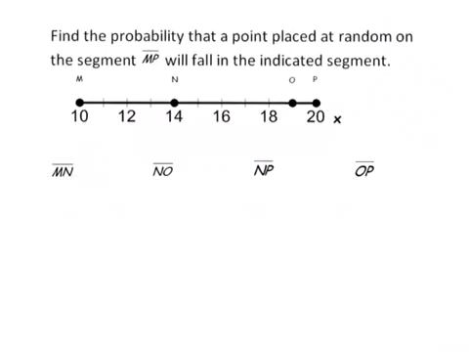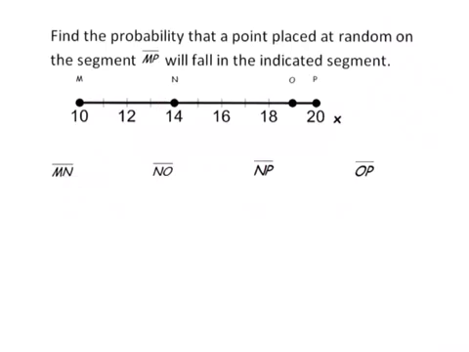So think of it kind of like Battleship. Somebody puts a ship somewhere and you're trying to guess where it is. So somebody put a point somewhere, you're trying to guess where it is. What's the probability that it's on segment MN? Well, this entire segment right here, anywhere on this length, would be success.